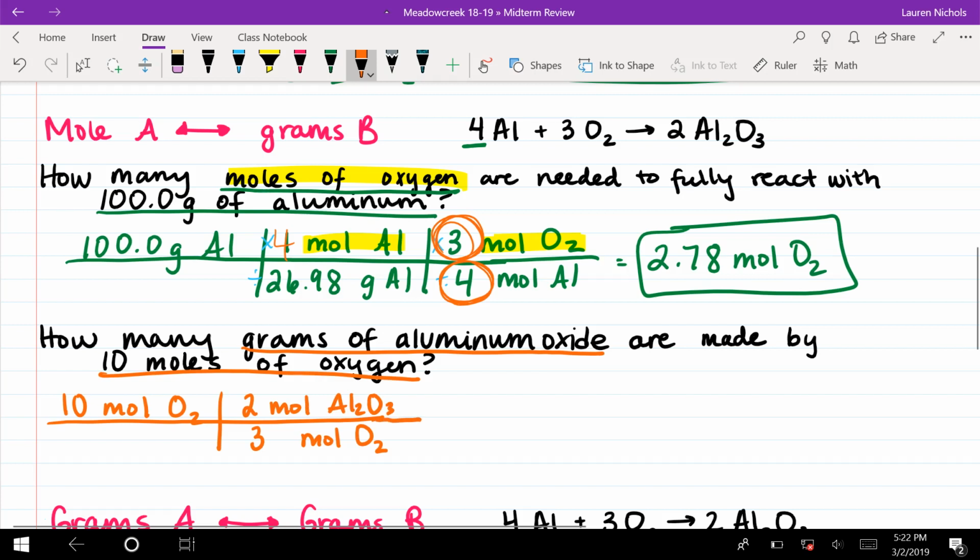I would be done if they wanted moles of aluminum oxide, but they don't. The question is asking for grams, so that means I keep going, and I repeat moles of aluminum oxide. I've already used my 2 from my equation, and all I need to do is change it into grams, right?